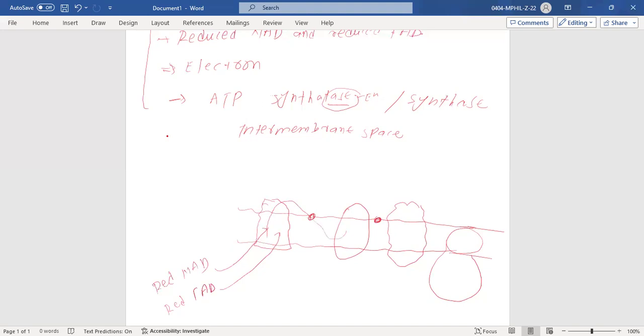When this electron is moving from one protein to another, it is releasing some amount of energy, and we will utilize that energy as well. So this electron which is coming down through this process will do what? Here there will be oxygen. As we know, in respiration, oxygen is a very cardinal, very essential component.